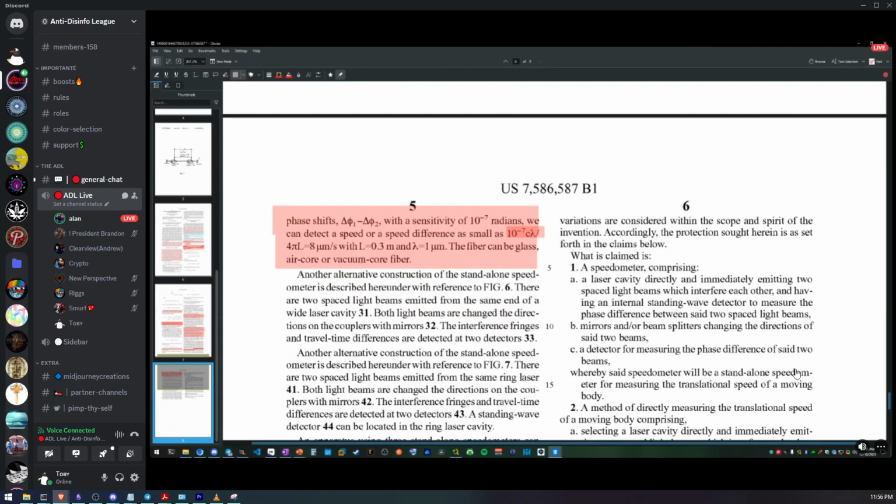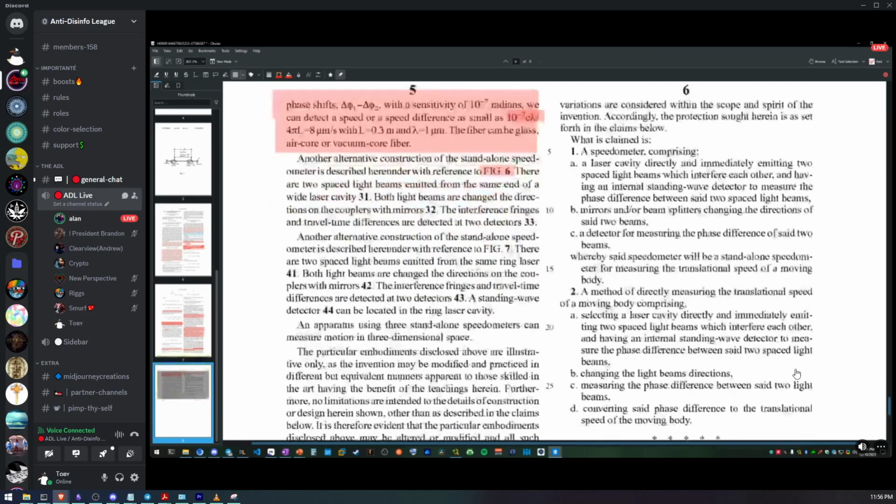Another alternative construction of the standalone speedometer is here in reference 6, where the two beams change direction with the coupler, the interference beams.